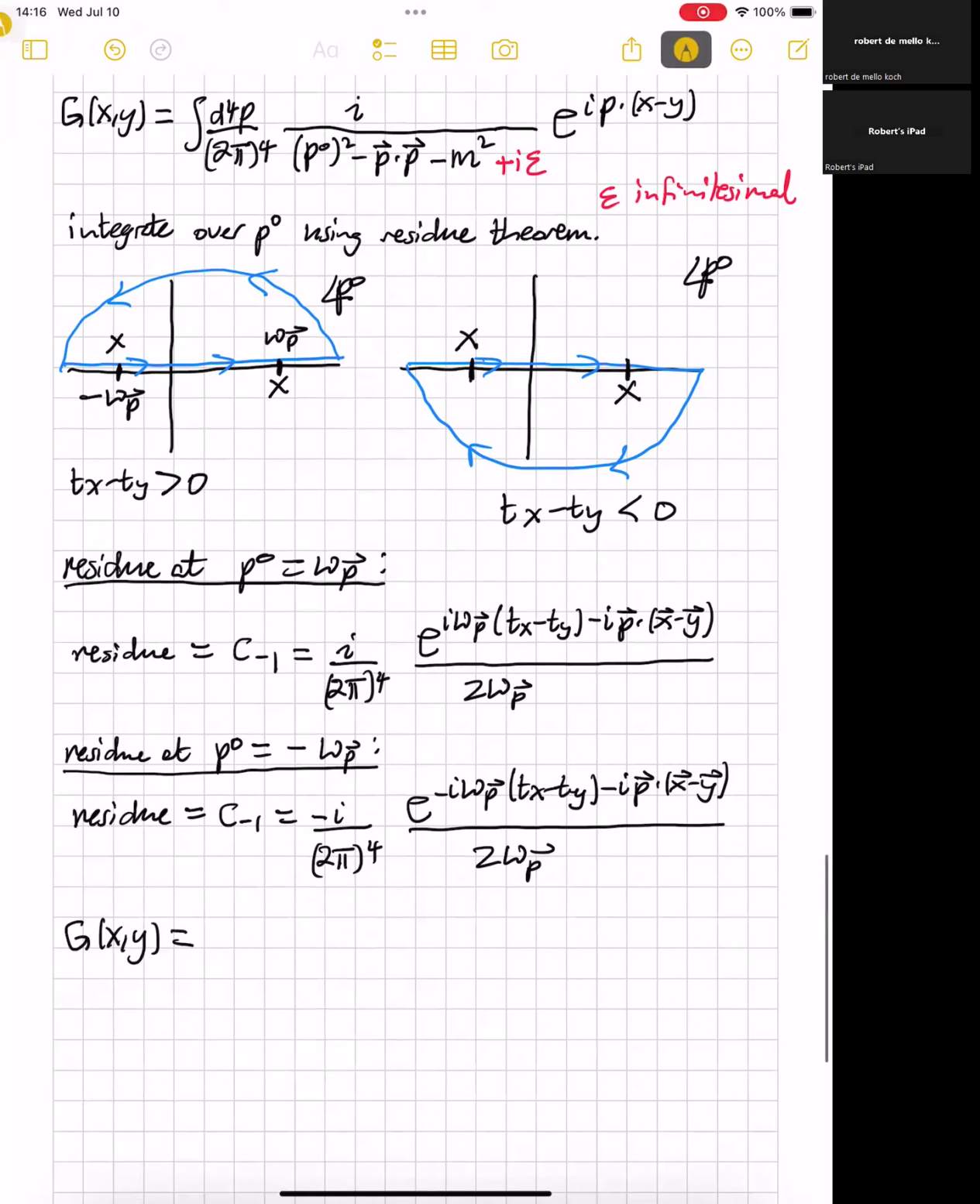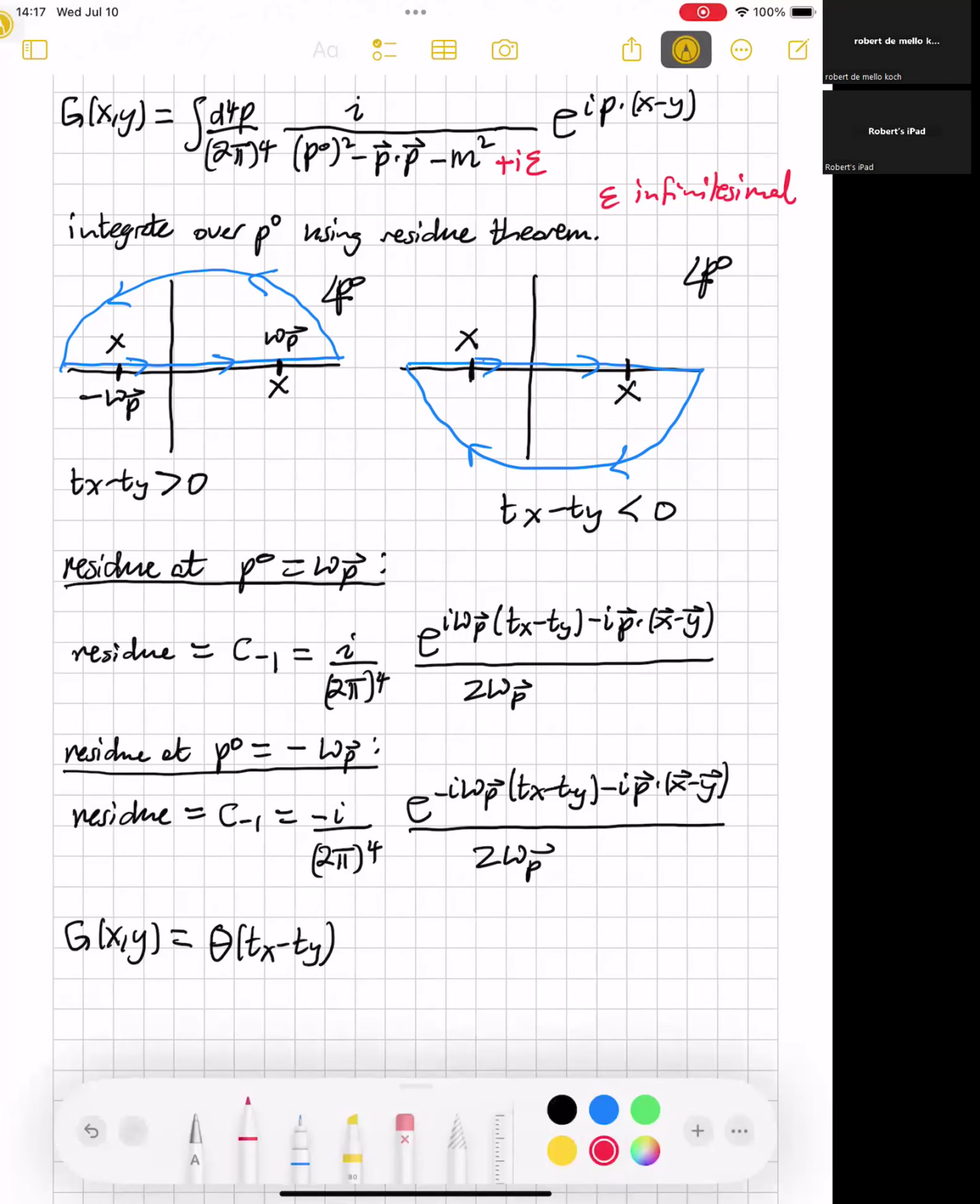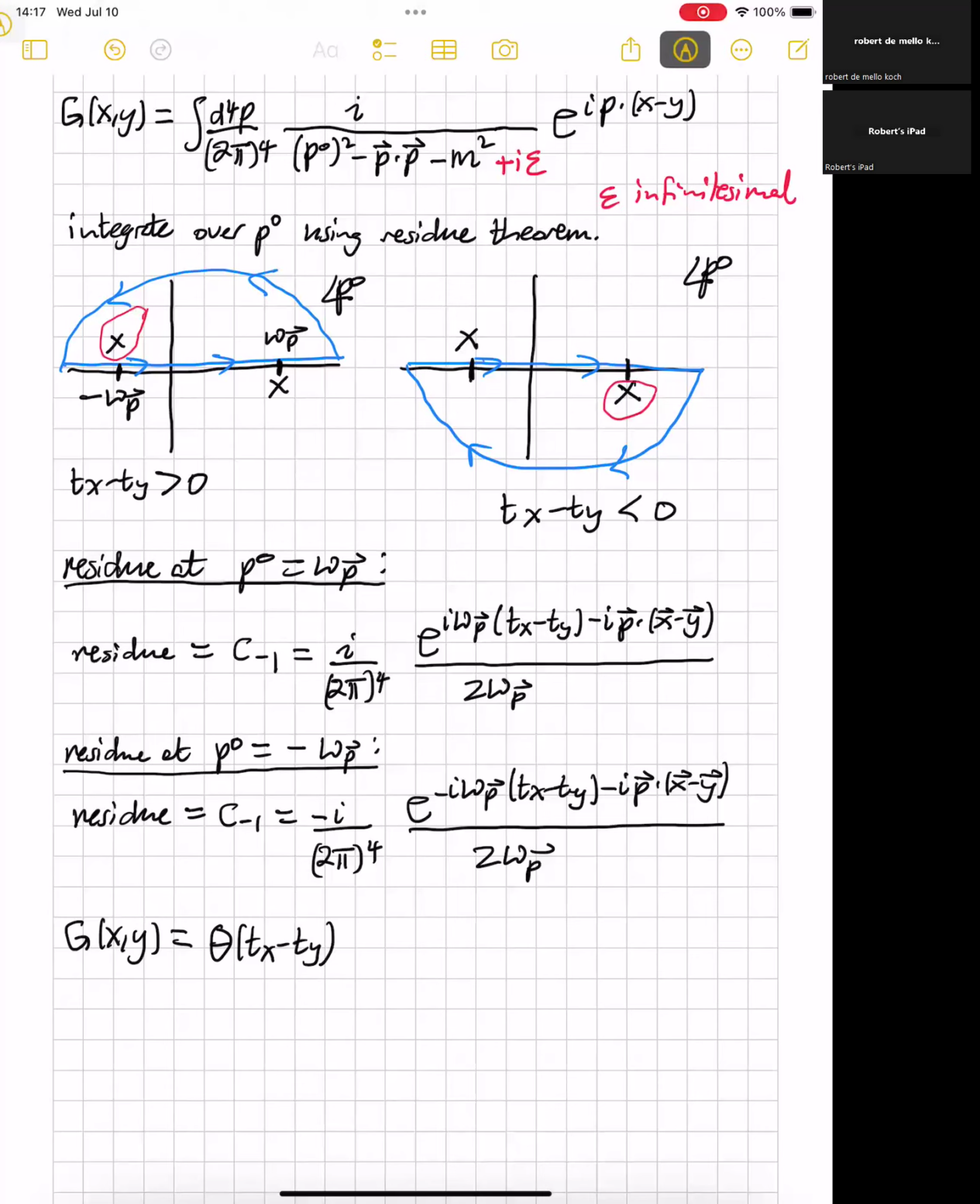G of x comma y is equal to, first of all, let's take a look at the case where tx minus ty is greater than 0. So we will have a Heaviside function of tx minus ty. And now we should pick up the pole at minus omega p, because that's the pole that got shifted into the contour. And in the second case, when tx minus ty is less than 0, we'll be looking at the pole at omega p.